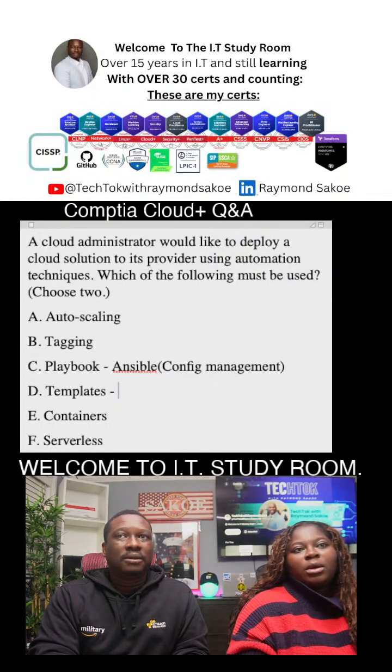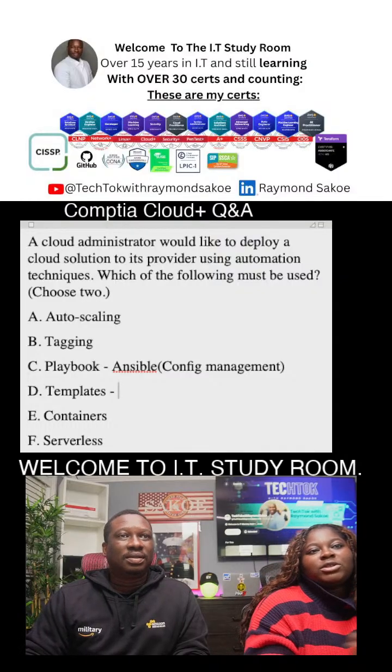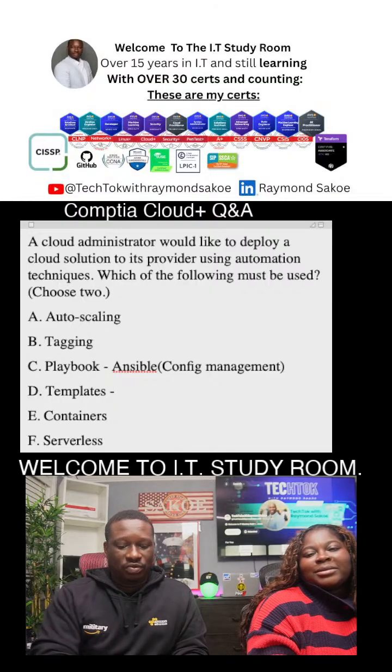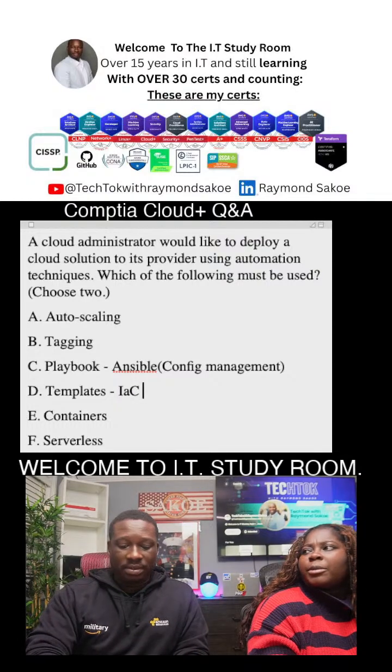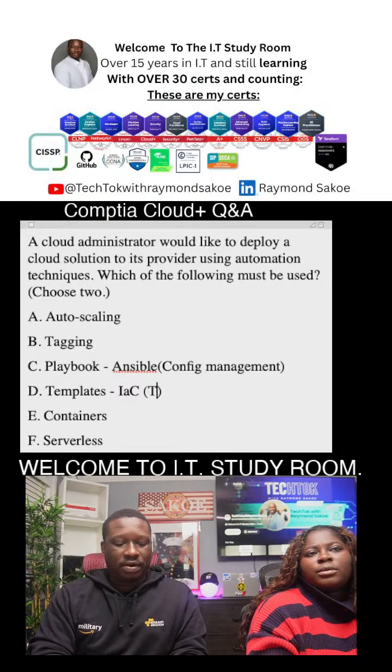Okay. Not to have. Apologies, I read that wrong. Okay. All right, and then the template will be what would be an IAC template, which is infrastructure as code. Right? And that would be what? Terraform, right?